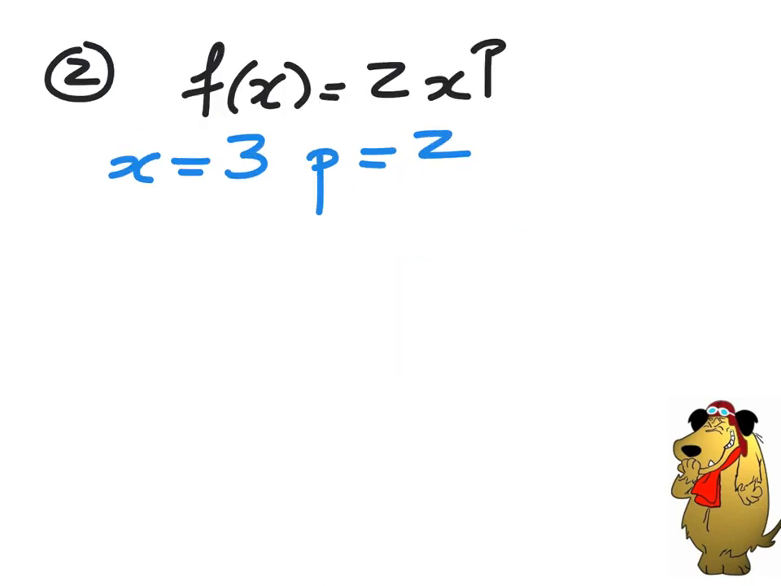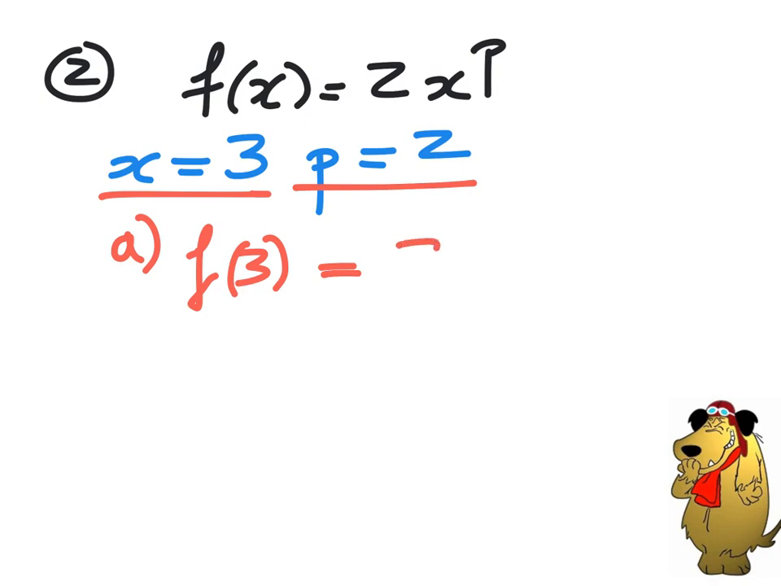Question 2, we've got a function f of x which equals 2x to the power p. Now the first one says x is equal to 3 and p is equal to 2. So if I put those into the formula, f of 3 is going to be 2 times, I'm going to put 3 in for x and I'm going to put 2 in for p.